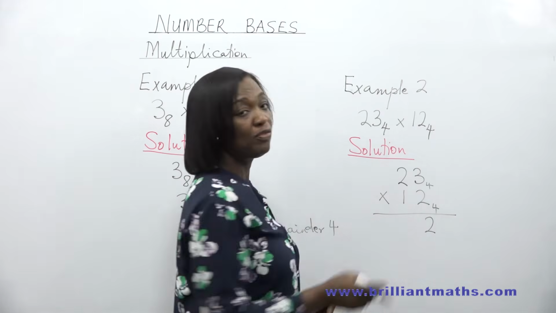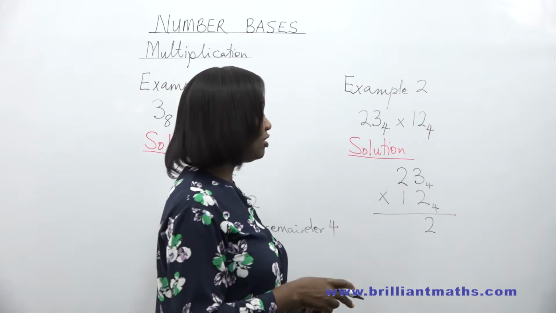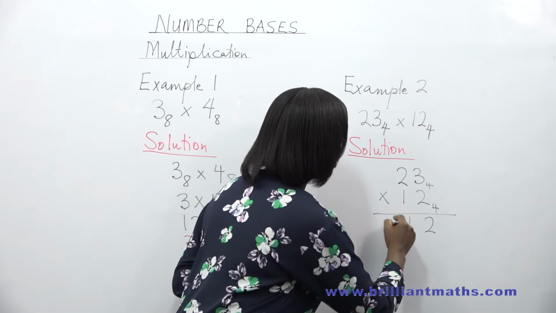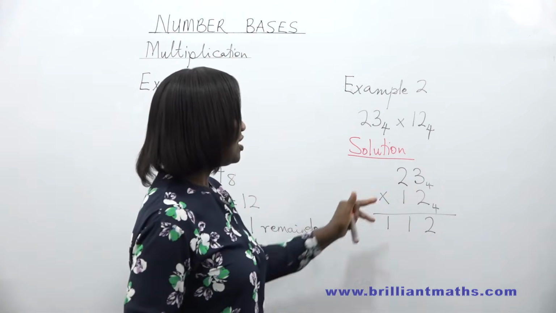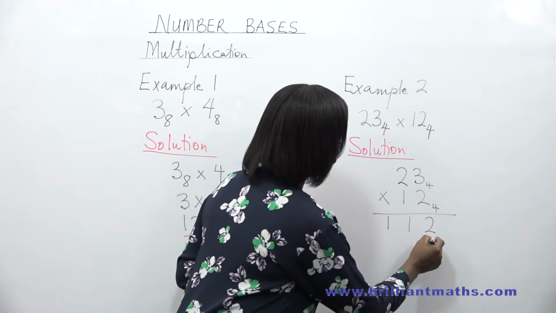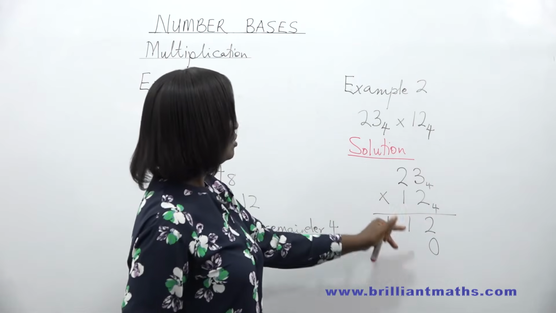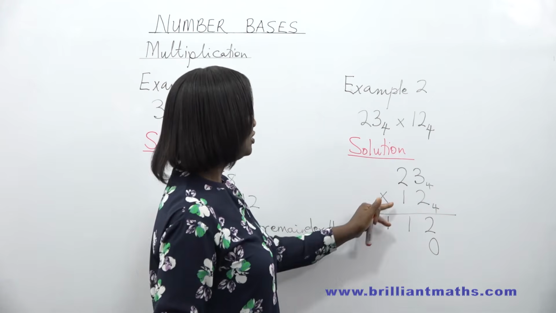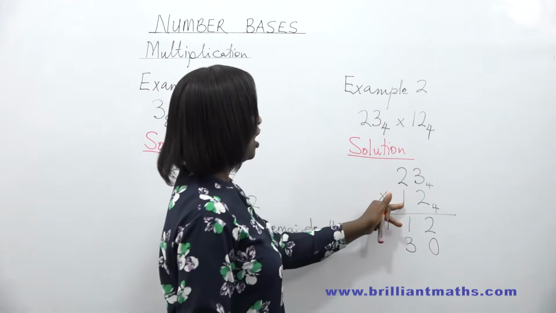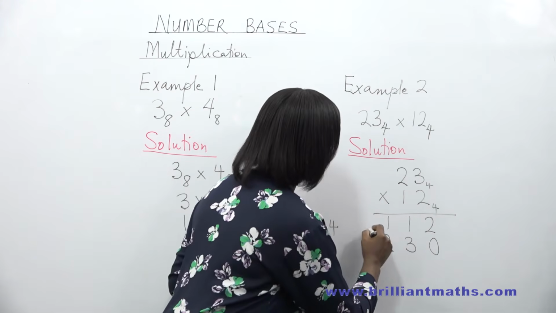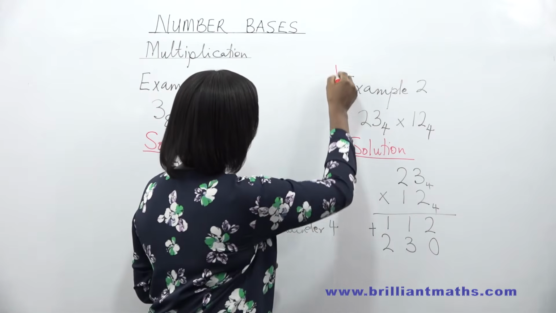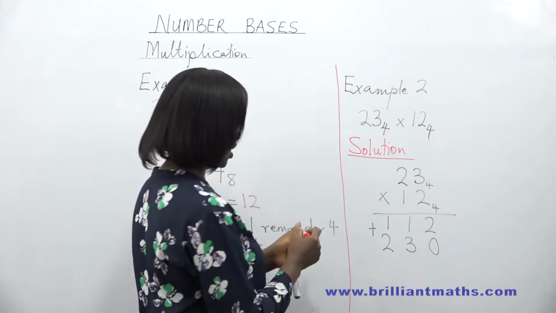2 times 2 is 4, plus 1 is 5. We divide 5 by 4 and we have 1, remainder 1. So we're writing the 11. Next, we're multiplying by 1. Remember to put that 0 placeholder. 1 times 3 is 3, and 1 times 2 is 2. Then we add. Let me rule a line to separate the working.